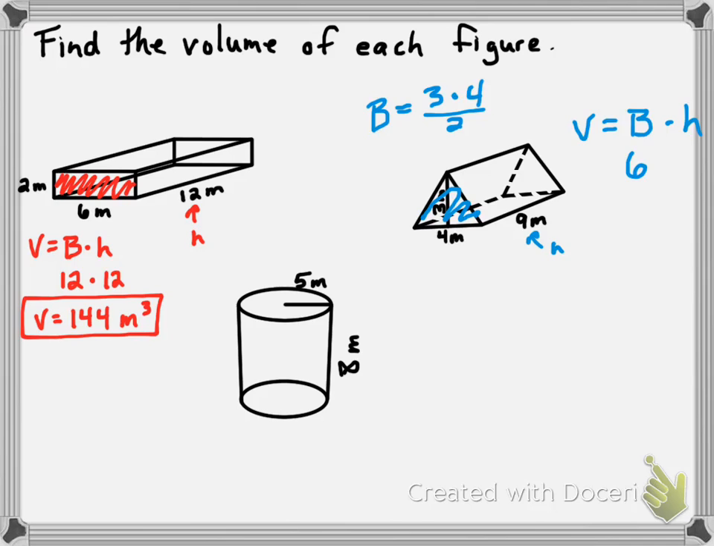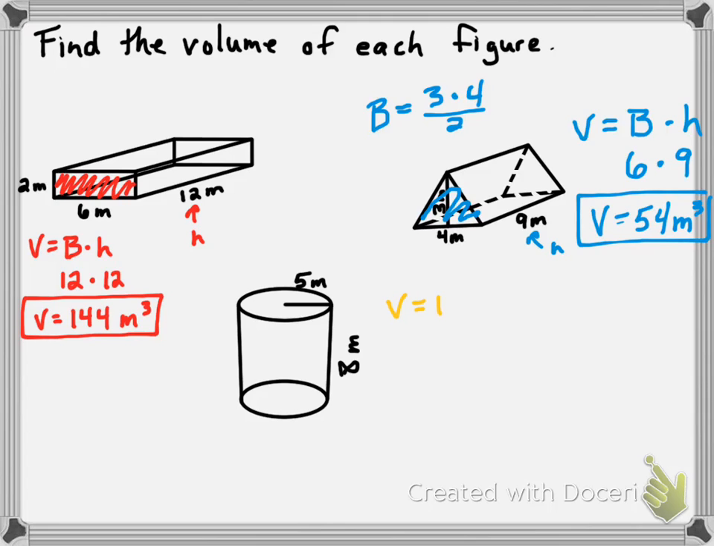Then the height is perpendicular, so the height is 9. So the volume is 54 meters cubed. Again, always meters cubed, but all I'm doing is the area of the base times the height. Now, could I have done 9 times 4 times 3 divided by 2? Yes, I would have got 54 as well. So either way works.